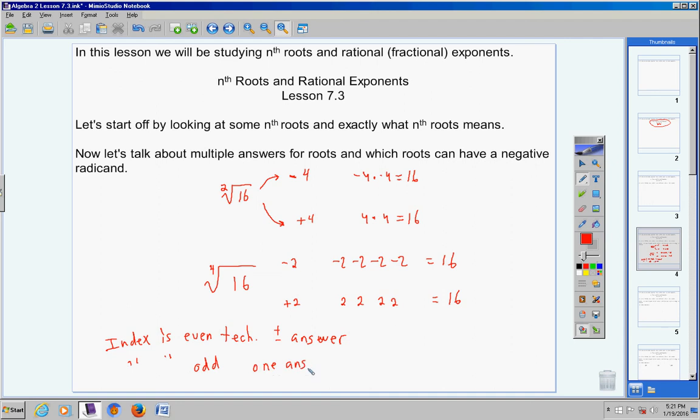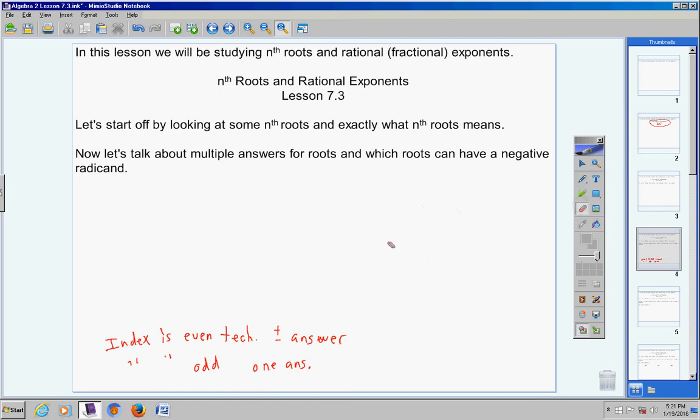One answer. Okay? One answer. For example, let me show you what I mean. I hope you guys are taking great notes on this. Pause the video all you need to. If I have the cube root of 8, the only answer is going to be 2, not negative 2.